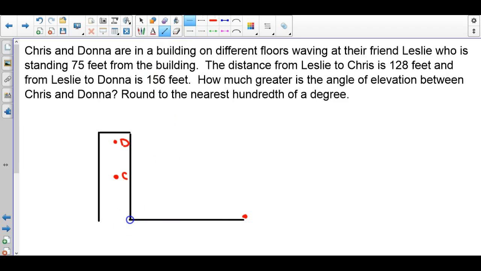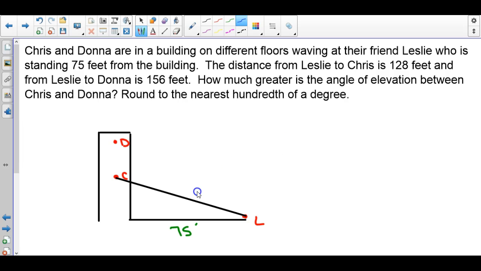It says that she is 75 feet from the building, and that's going to be this distance right here, 75 feet. And it says that the distance from Leslie to Chris is 128 feet. So this is little Leslie down here. The distance from her to Chris, so that's going to be just going straight over, and that distance is 128 feet. And then the distance from her to Donna is going to be 156 feet. So that's going to be just looking straight up here, and that's 156 feet.